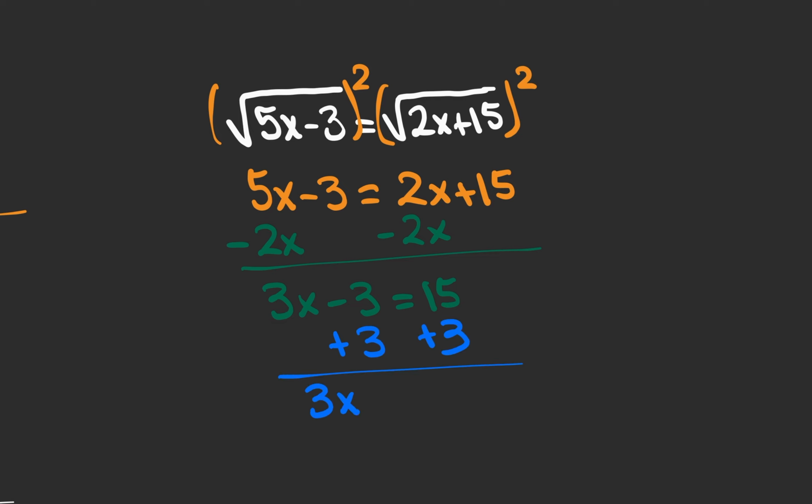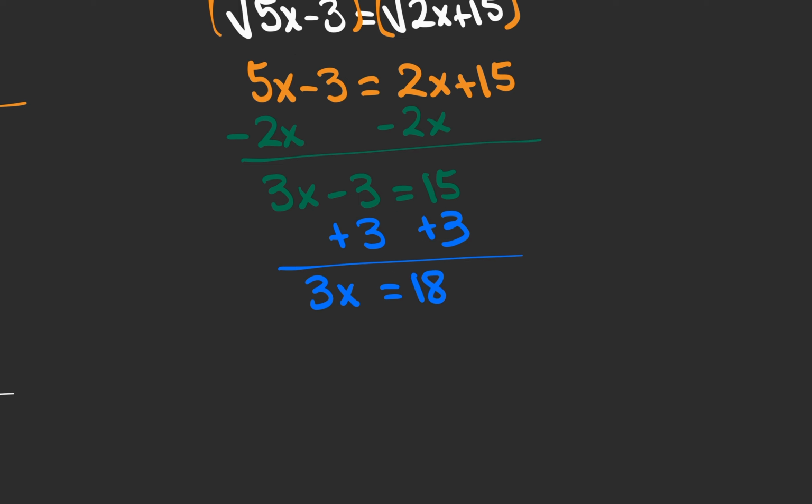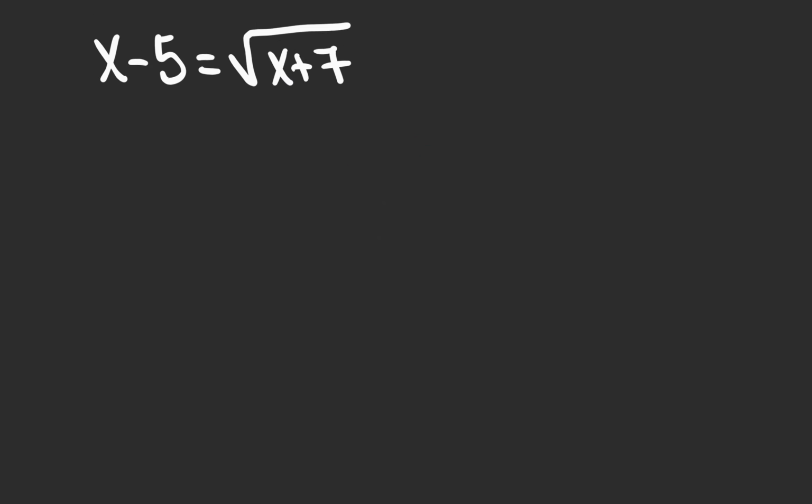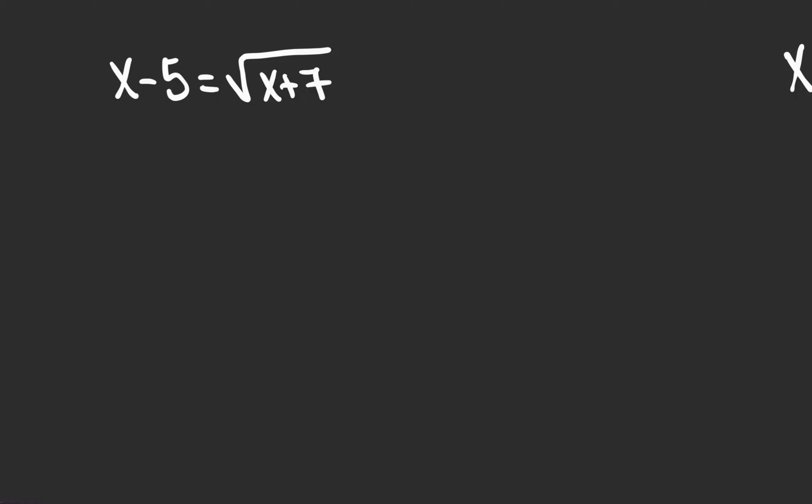This will leave me with 3x is equal to positive 18. Then I will divide both sides by 3. And this will leave me with a final solution of x is equal to positive 6. For the next question type, we have x minus 5 is equal to the square root of x plus 7. Now for this one, my first step is to square both sides.